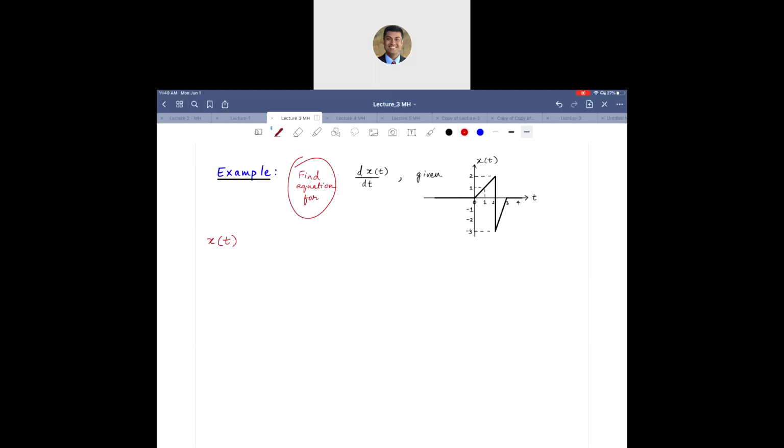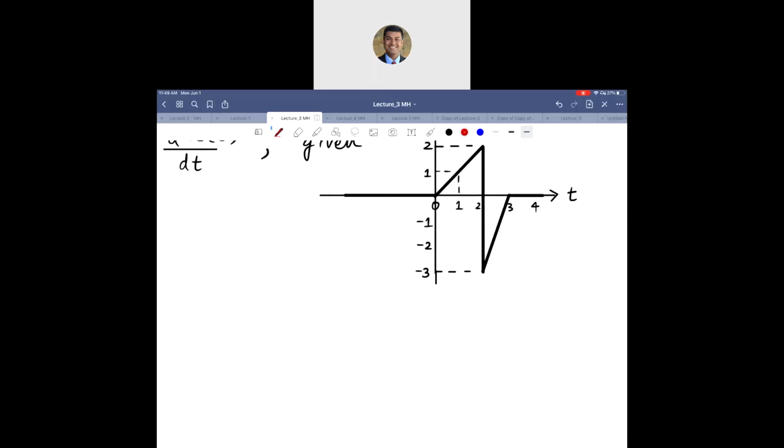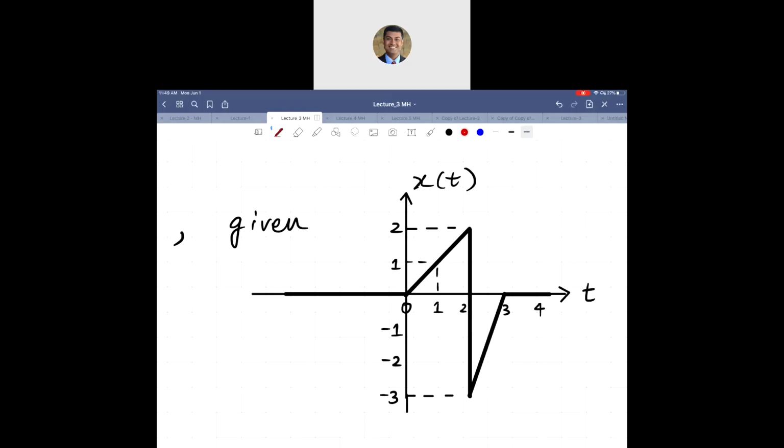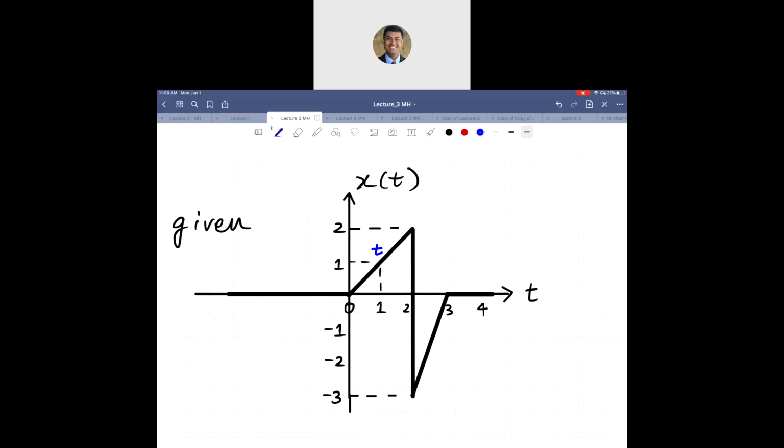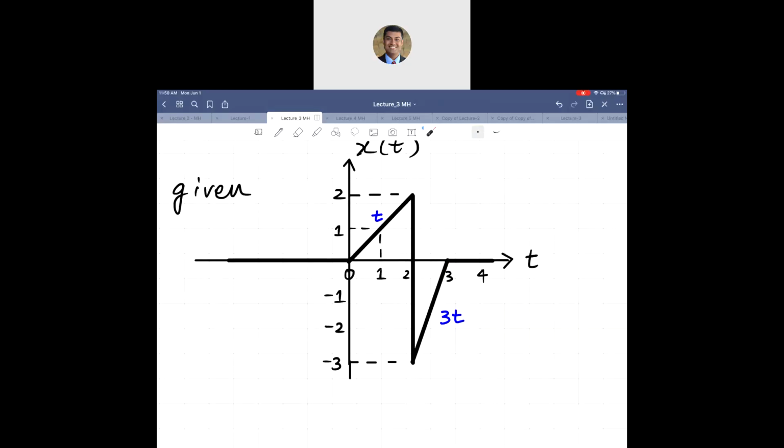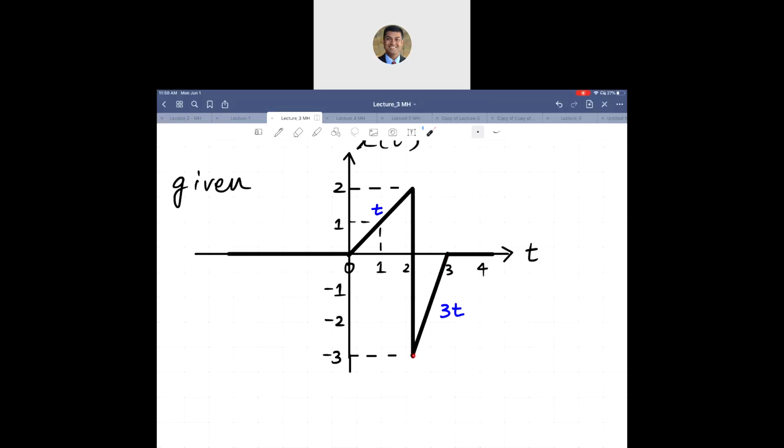So for time less than 0, it is 0, so I don't even have to worry about that. But between 0 and 2, x of t is a line going up with a slope of 1 and a y-intercept of 0. So that equation is t. That's between 0 and 2. How about over here, between 2 and 3? We found out that the slope was positive 3, so 3t. How about the y-intercept of this line? Well, the way I like to do it is, if I keep moving backwards, from 3 to 2, it went from 0 to -3. From 2 to 1, it will reach -6. From 1 to 0, it will reach -9. So 3t minus 9. That will be the equation here.